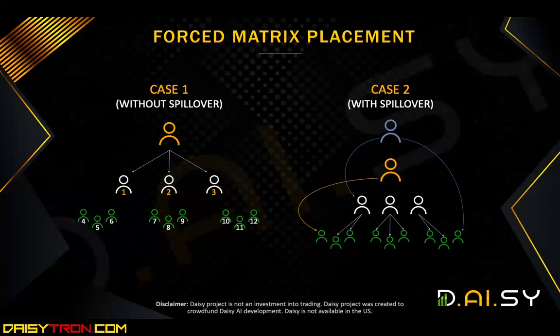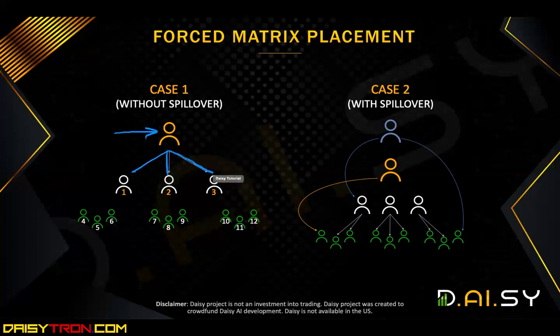Now, before we move on to the second type of bonus, it's important that we explain to you what a forced matrix placement is, because that is what D.AI.SY uses. To your left here on case 1, we have an example without any spillover. In these examples, we're assuming the yellow little icon is you, here indicated by the arrow, and you have joined the business and you've introduced some people who've fallen into your matrix.